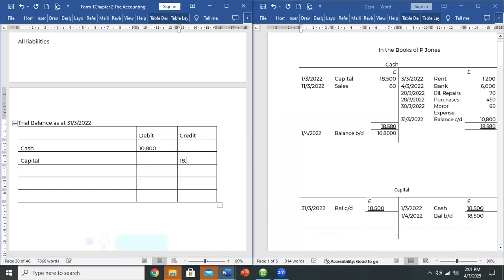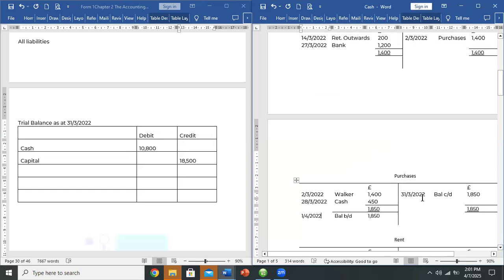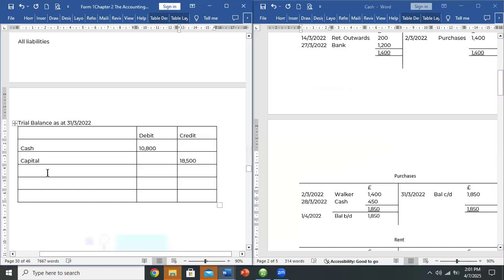So you do this for all the accounts that you have balanced. Okay, so here we have water. Water has no balance, right? There is no brought down. So we'll skip that one. Okay, come to purchases. Purchases has the brought down at the debit. So we put in purchases. And then that one is at the debit, 1,000. So you do for all the accounts that you have prepared.